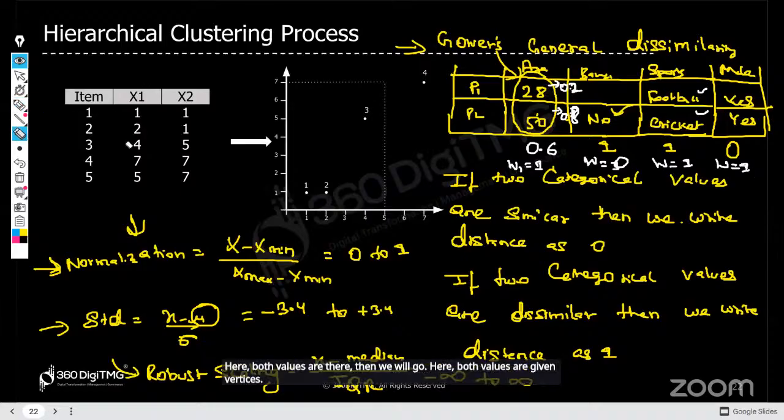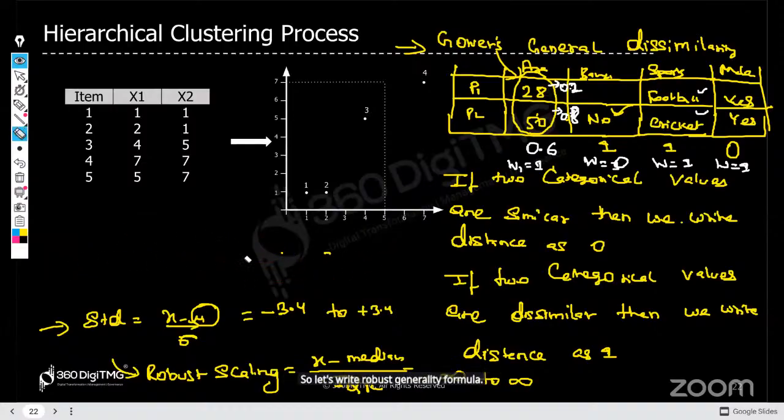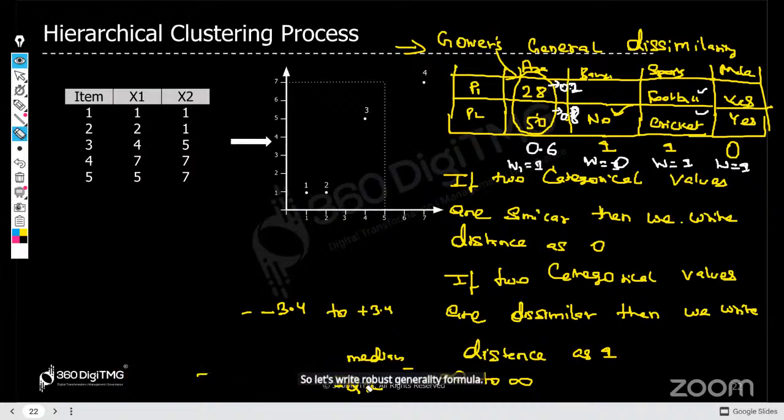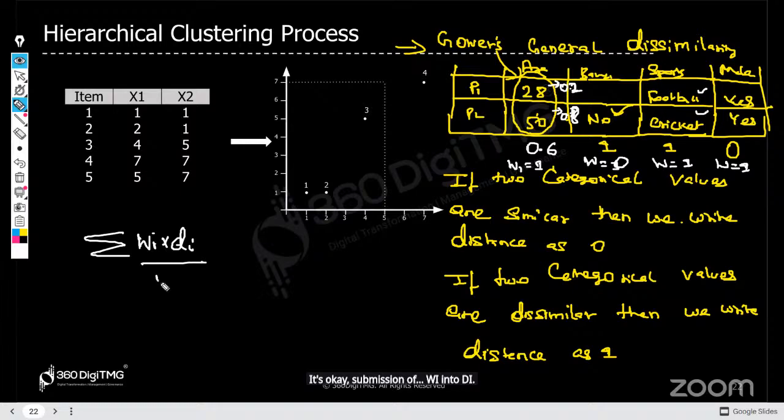Now, what we will do? We will use this robust general dissimilarity formula. So let's write the robust general dissimilarity formula. It's the summation of Wi into di divided by W. The weights into distance divided by weights.